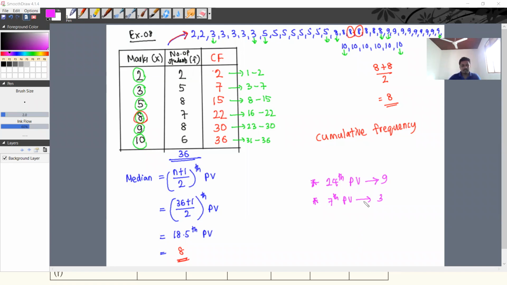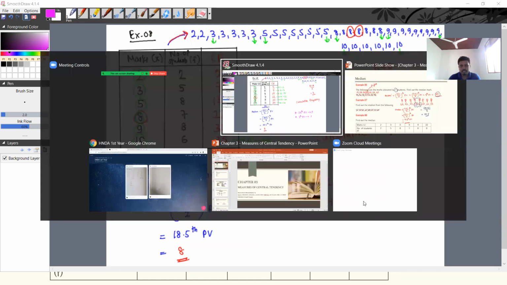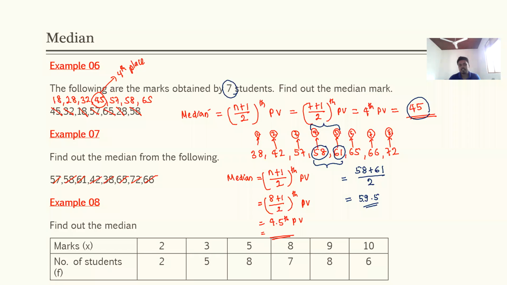Okay, so that is how to find the median value in an individual data set. In example number 6, when there is an odd number of observations in the individual data set, how can we get the median value? In example number 7, when there are an even number of observations, how can we calculate the median value? In example number 8, when we have an ungrouped data set, how do we find the median value?